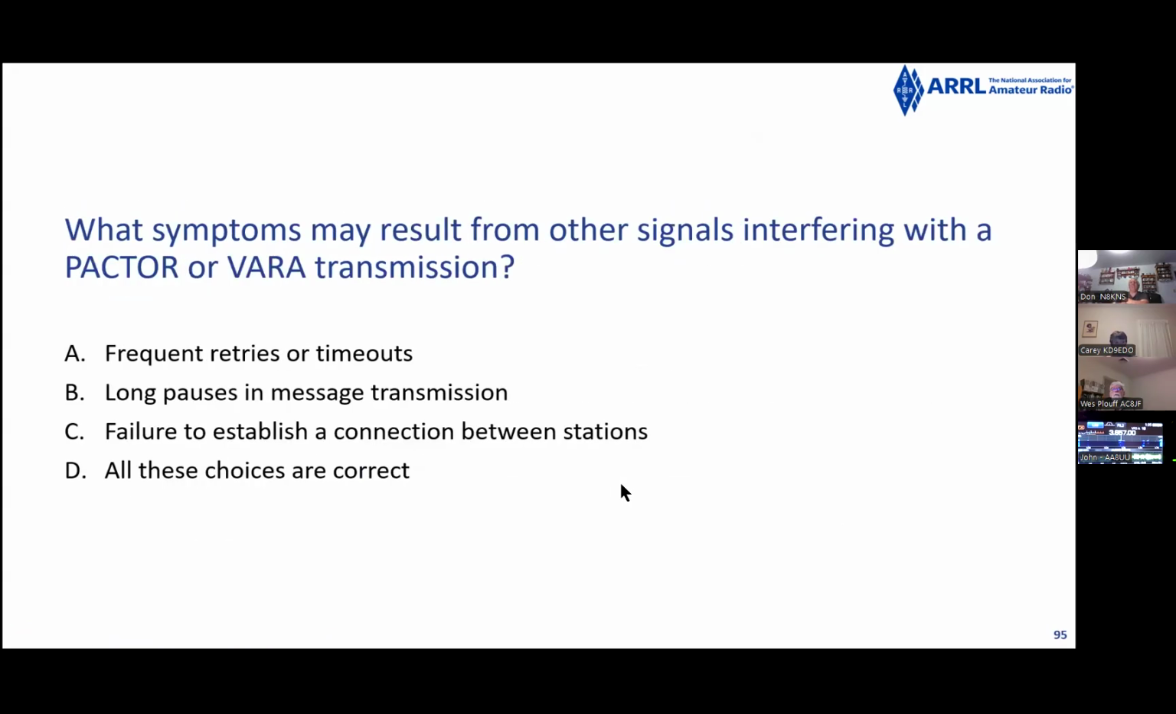What symptoms may result from other stations interfering with a backdoor or VARA transmission, in other words, packet radio? A, frequent retries or timeouts. B, long pauses in message transmission. C, failure to establish a connection between stations. Or D, all of the above.